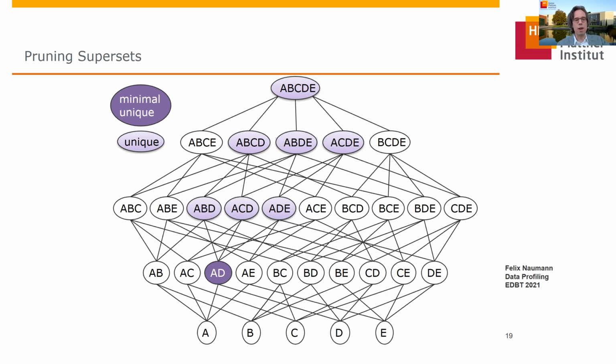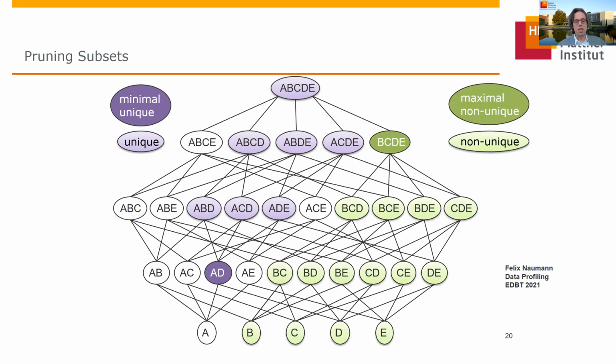And it also works the other way around. Let's suppose we've checked a candidate and found that it's not unique. So in this case, BCDE is not unique. There's a duplicate in there somewhere, right? So of course, then subsets of BCDE also cannot be unique. So again, you can prune away whole swaths of the search space if you go top down. Right? And this is exactly what algorithms do.